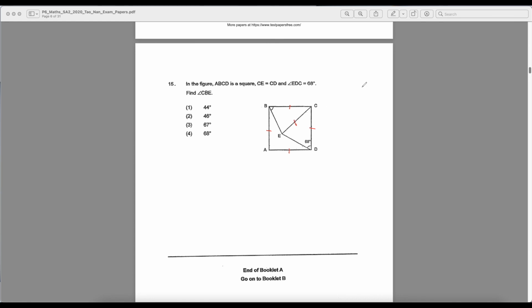Okay. So one thing to note is that even though isosceles triangles can have the same sides, it doesn't mean that triangles CBE and CED have the same angles inside. Okay? Because the base can be different, and then your angles will change. So let's deal with CED first. CED is a triangle that's isosceles, so this is 68. Alright? Find what's this first.